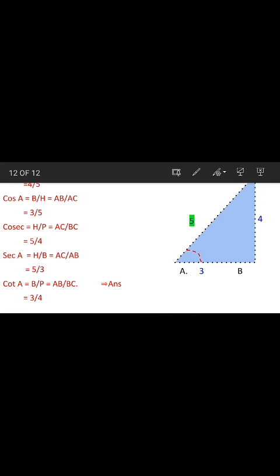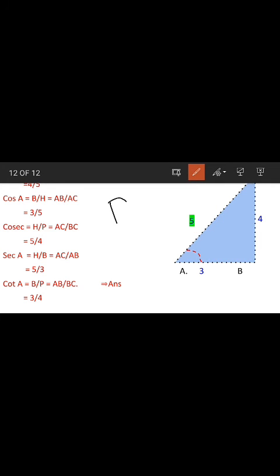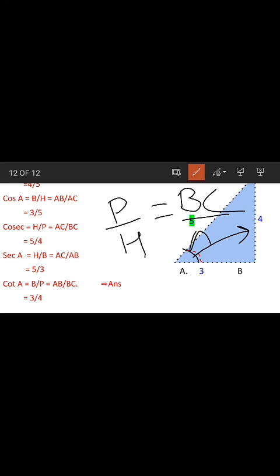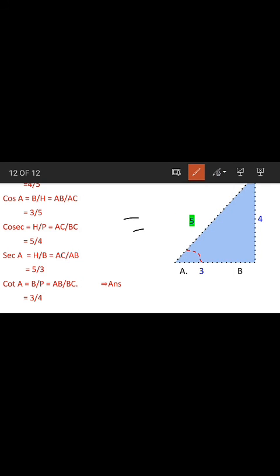Now class, we know that sine of angle A, or you can say sine A, is going to be perpendicular upon hypotenuse. Therefore here the perpendicular is BC according to angle A. If we are seeing the angle A, the opposite side here is BC, therefore the perpendicular is going to be BC and the hypotenuse is going to be AC. Now substituting the value of BC and AC, we get sine A equals 4 by 5.